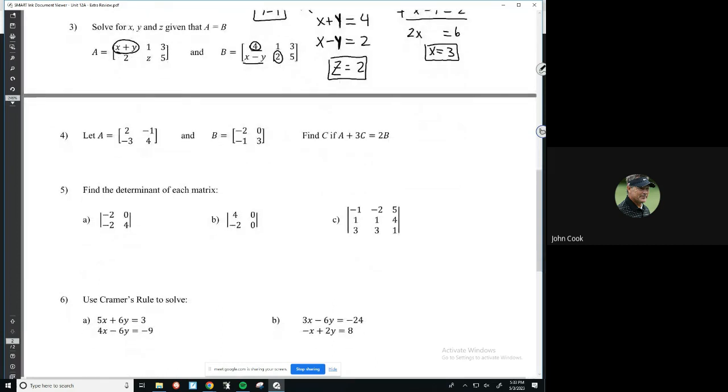Okay, number 4. Let A be equal to that and B be equal to that. Find C if A plus 3C is equal to 2B. Well, that's not that bad. You can just use it as an algebraic expression.